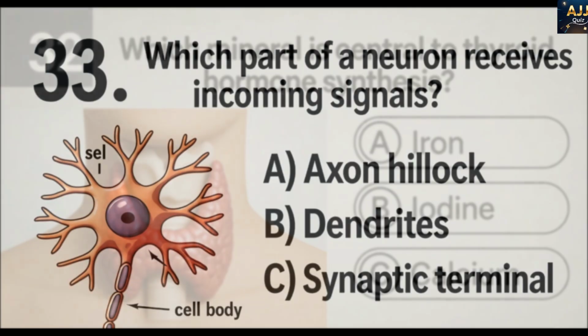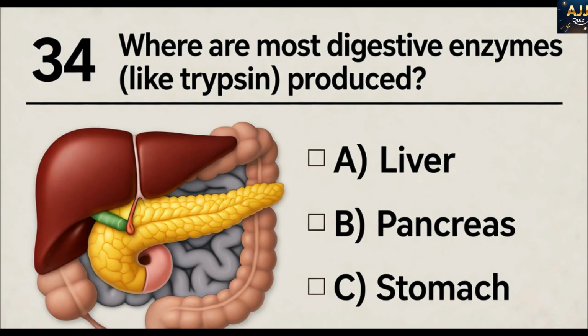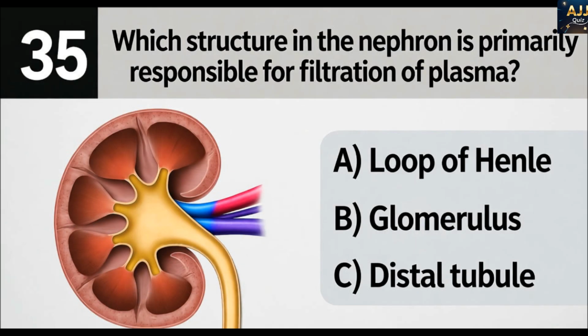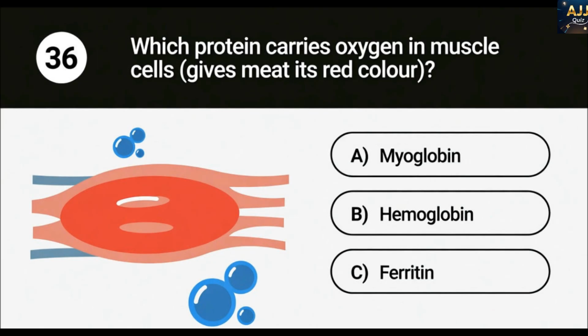Which mineral is central to thyroid hormone synthesis? Iodine. Which part of the neuron receives incoming signals? The dendrites. Where are most digestive enzymes produced? In the pancreas. Which structure in the nephron is primarily responsible for filtration of plasma? Glomerulus. Which protein carries oxygen in muscle cells? Gives meat its red color?